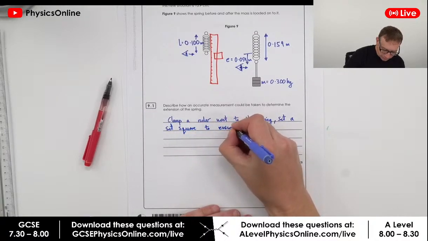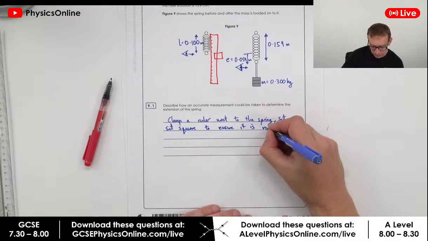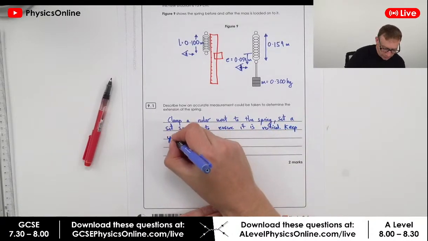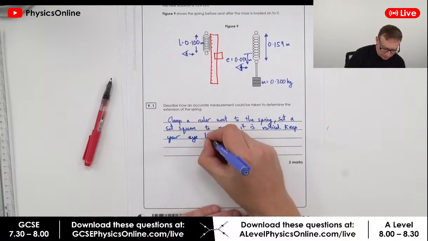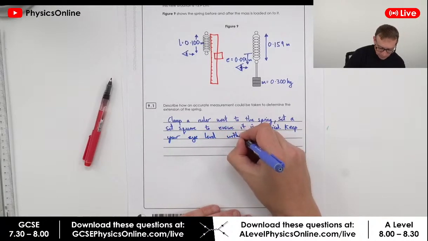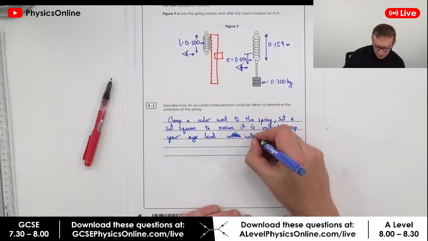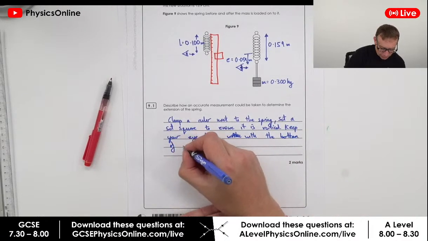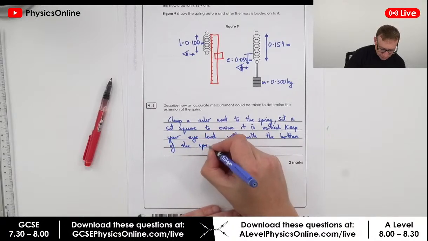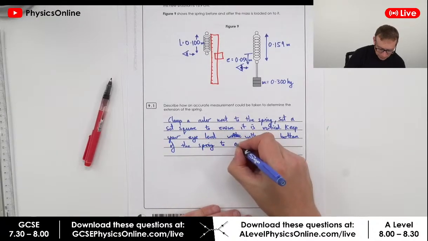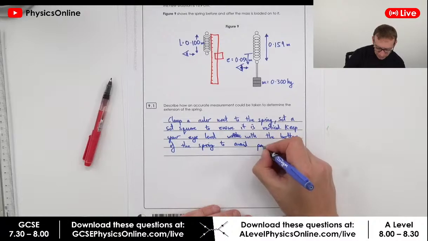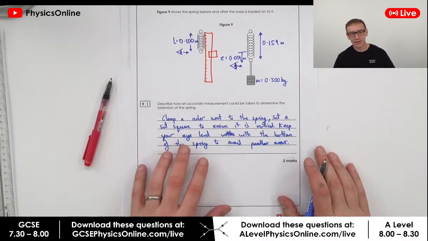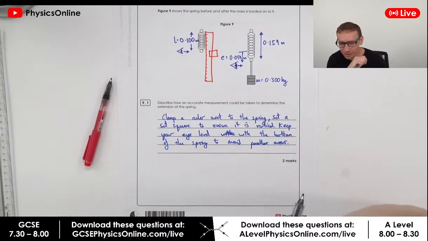to ensure it is vertical, and then you can talk about keeping your eye level with the bottom of the spring to avoid parallax errors. Okay, so quite a lot there. My writing's not the neatest.